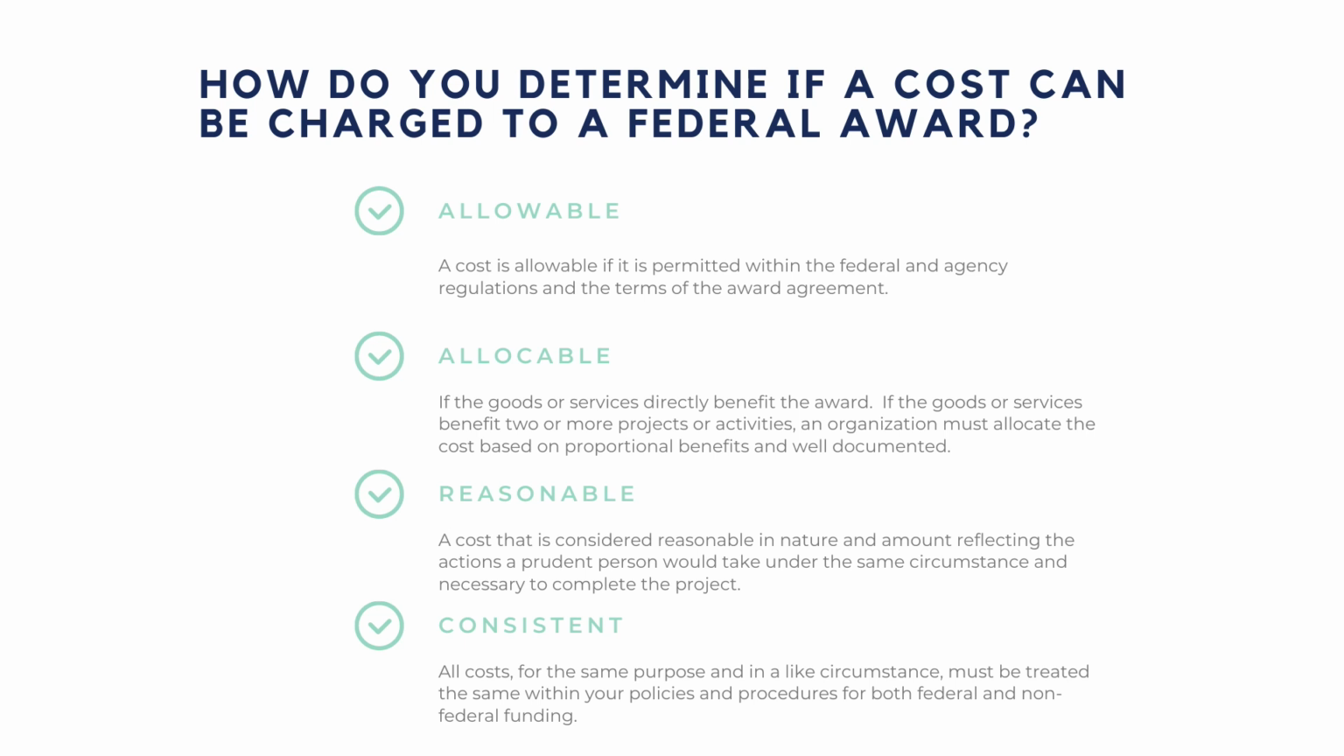The cost must also be considered allocable. The cost must directly benefit the award and be charged to that award based on the allocation of the benefits received. If the goods or services benefit multiple awards or activities, you must allocate the cost appropriately among the awards based on proportional benefits with adequate documentation. The sponsor could ask for this documentation at any time in addition to an audit or site visit.